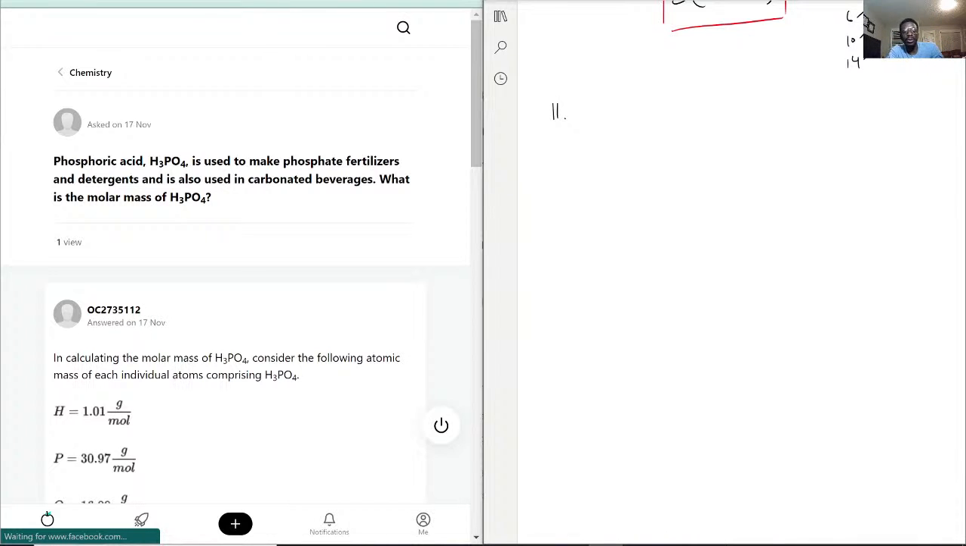As I discussed earlier, when you're dealing with things that end in ate, like phosphate, for example, the ion PO4 3 minus. Well, first, actually, let me write the question. I'm jumping ahead. So, what is the molar mass of H3PO4?